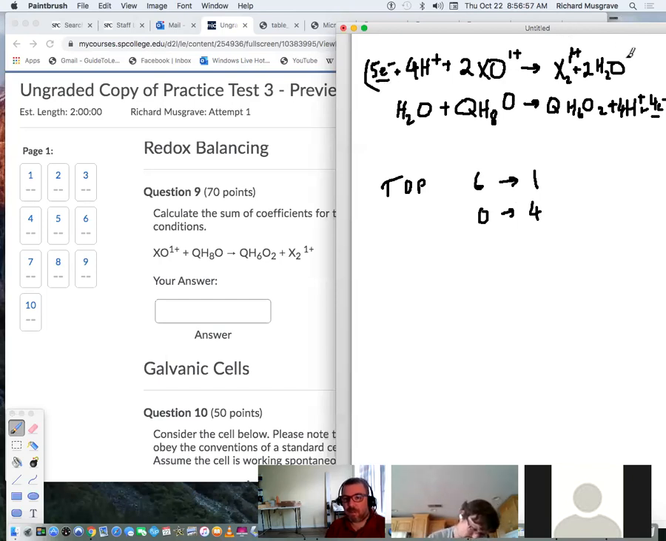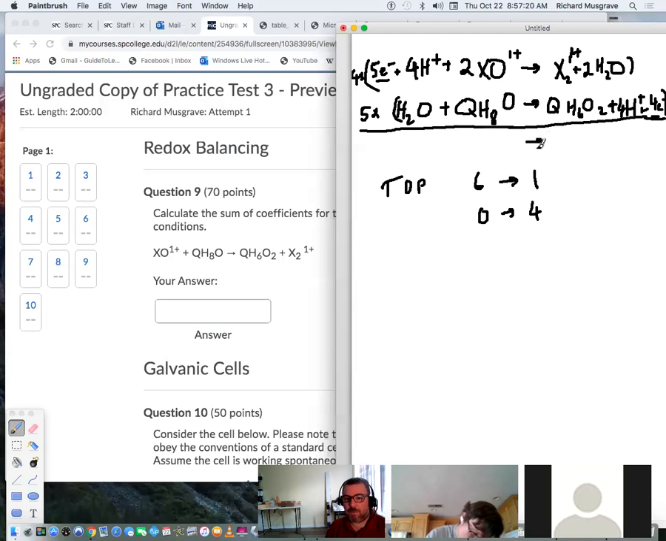Okay, after that, we multiply the top one by 4. We multiply the bottom one by 5. Has to give us equal numbers of electrons. That's the smallest numbers that we can use there in order to make that happen.